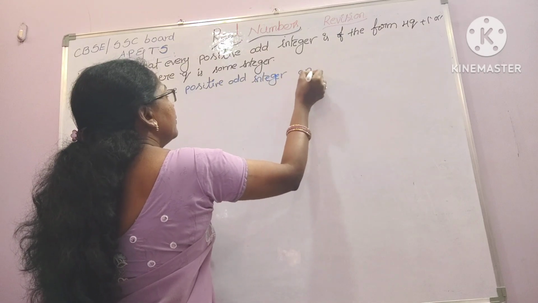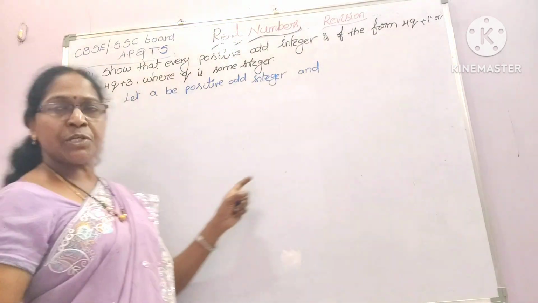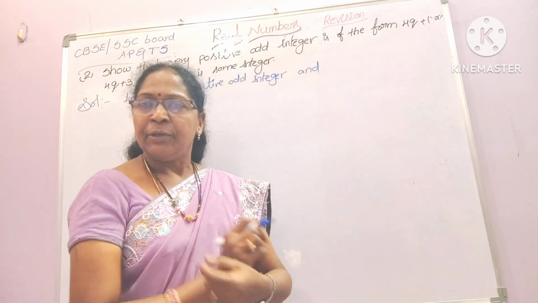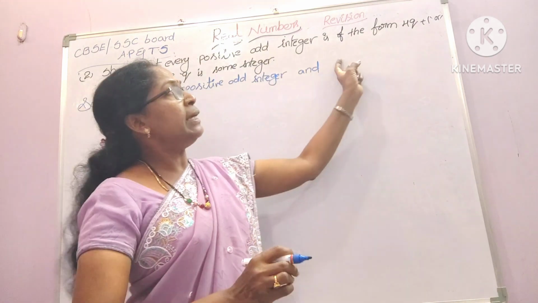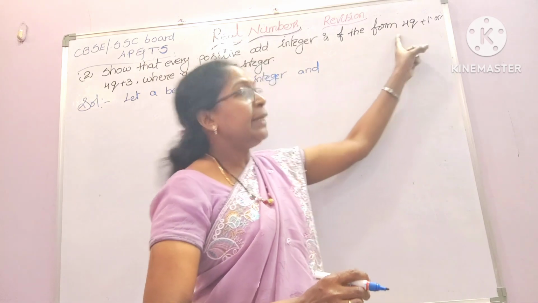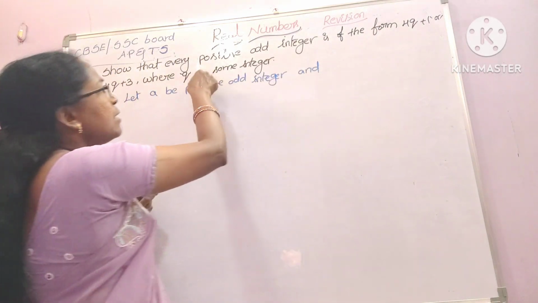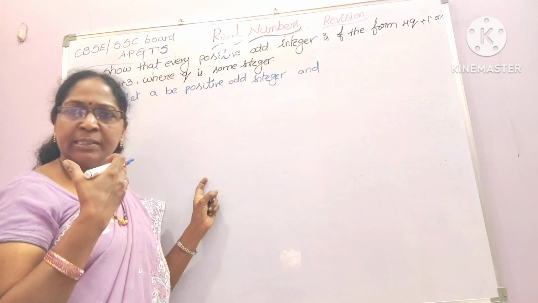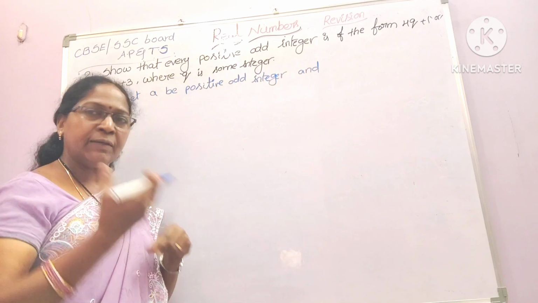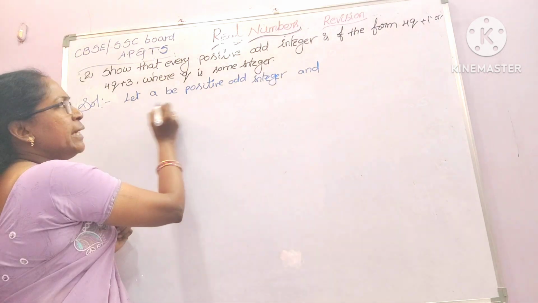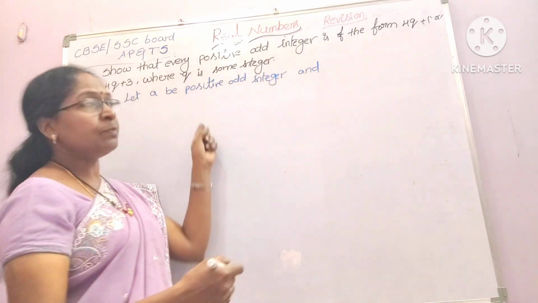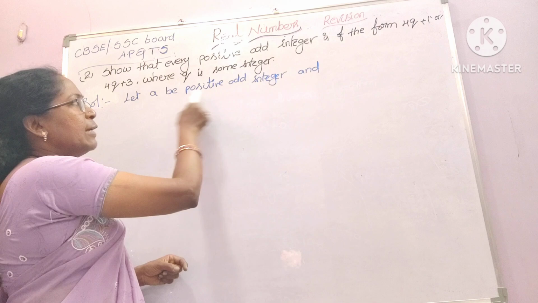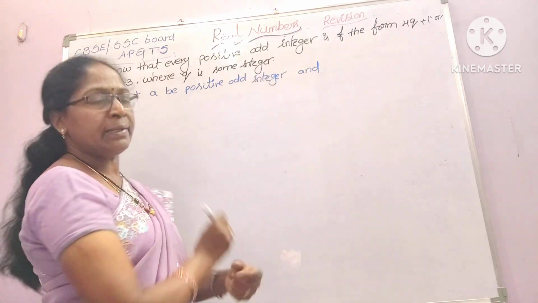And B equal to how much? This form, if you observe, looks like Euclid's division algorithm: A equal to BQ plus R. Here A is the integer, that is a positive odd integer. A equal to BQ plus R, that is Euclid's division algorithm or division algorithm. So A is a positive odd integer; whatever is given in the question, you have to assume: let A be a positive odd integer.